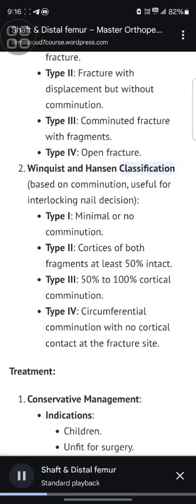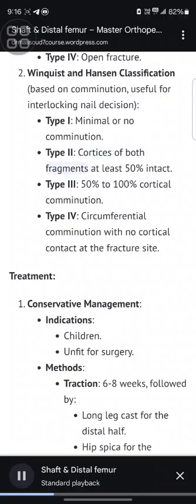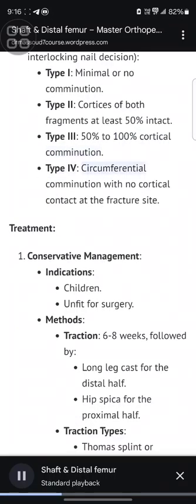2. Winquist and Hansen classification, based on comminution, useful for interlocking nail decision. Type 1, minimal or no comminution. Type 2, cortices of both fragments at least 50% intact. Type 3, 50% to 100% cortical comminution. Type 4, circumferential comminution with no cortical contact at the fracture site.